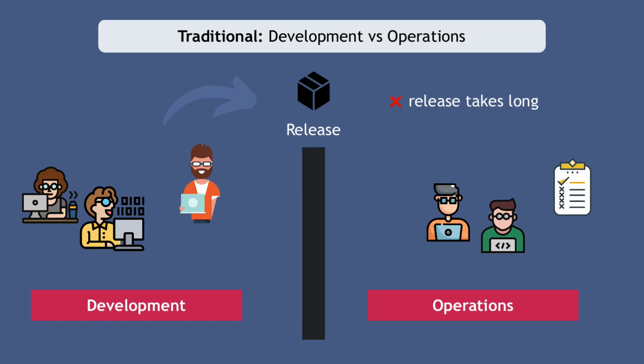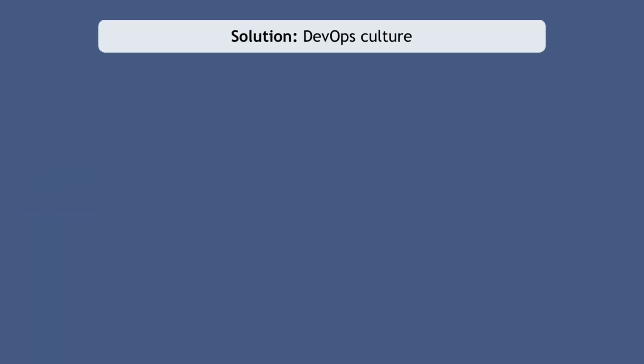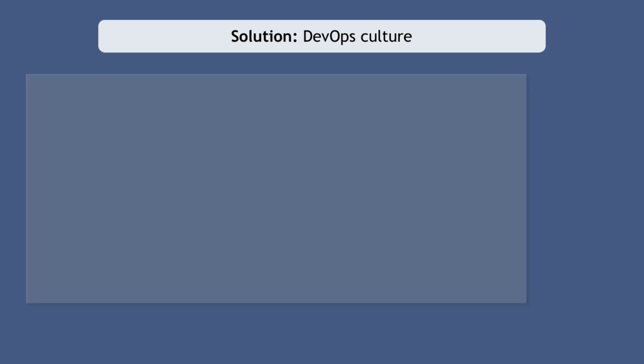And because this is a big problem, a solution was needed for this miscommunication and for solving the issue of having two completely separated, unrelated roles that couldn't communicate with each other or had a hard time communicating and working with each other effectively. And that solution basically was the DevOps culture.